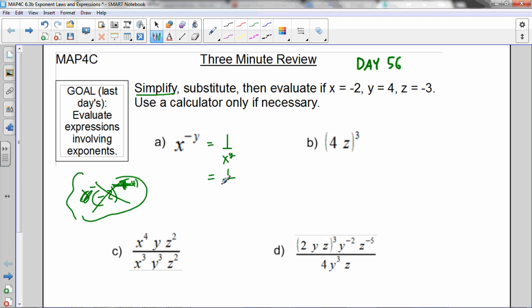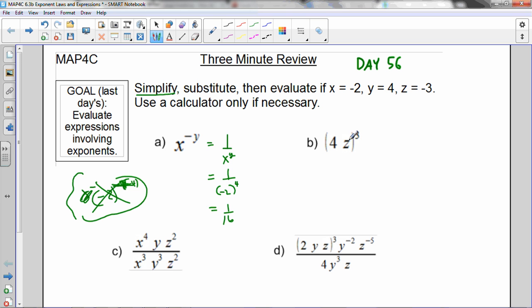X, the base, when I take out the x, it kind of leaves a hole. I'm going to fill it with what x is equal to, -2. Y is 4, and then -2 to the exponent 4. -2 times -2 times -2 times -2 is going to be a positive 16.